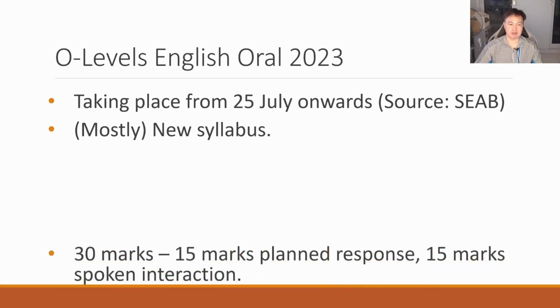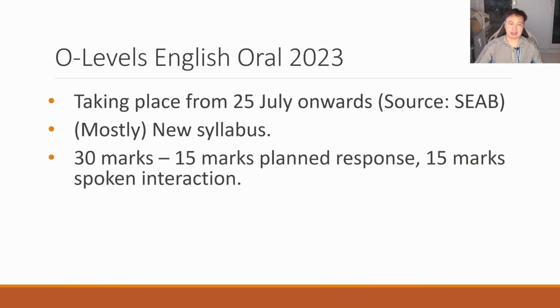So what do they have in place? Okay, the entire exercise is still a total of 30 marks, but instead of the reading passage, which is worth 10 marks, now students will have to work on a planned response, which is worth 15 marks, meaning half of the weightage of the oral exercise. And then, in addition, the remaining 15 marks will be allocated to the spoken interaction, where they will continue to have a conversation with the examiner.